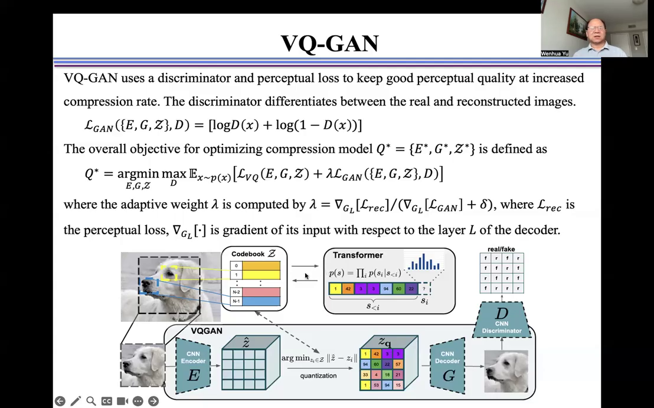This is the architecture of the VQ-GAN model, this transformer that is used to learn the codebook, and this encoder and this decoder are used to learn the latent representation of the input image, and this discriminator to further compress the input image.